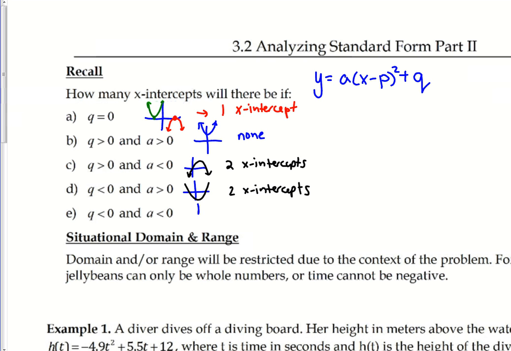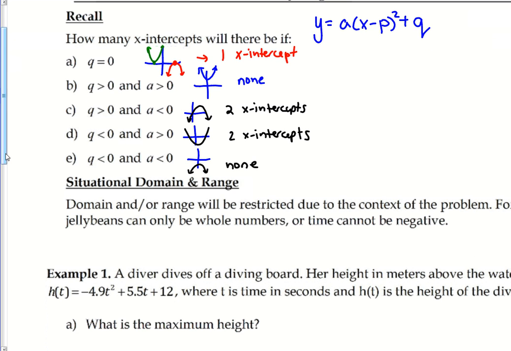And last, if our Q value is less than 0, that means our vertex will be below the x-axis, but we're opening what direction? A is less than 0. Up or down? Down. So our vertex is below, and we're opening down, will we cross the x-axis? No. And so we'd have none. Okay? A little review of A and Q and how they're related to each other and how many x-intercepts we'll have.